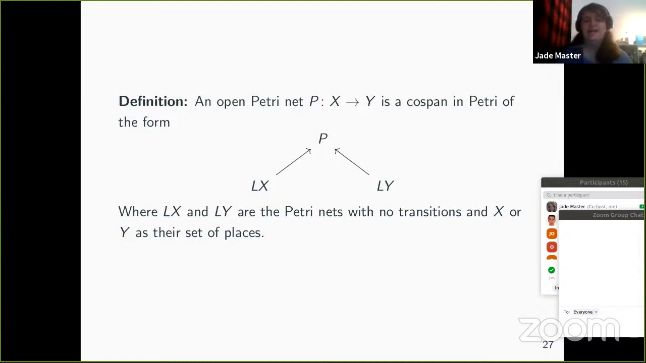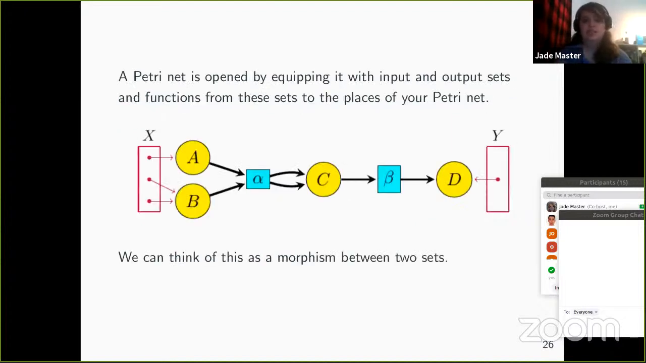Here, LX and LY are Petri nets with no transitions and just that set as their set of places. And it turns out that a Petri net morphism from one of these discrete Petri nets to another Petri net is the same as a function from their underlying set to the places of P. So it is this picture.